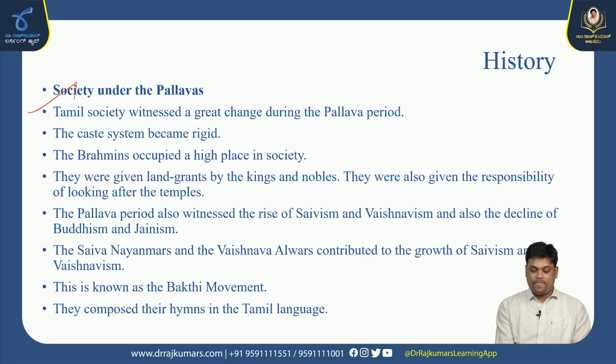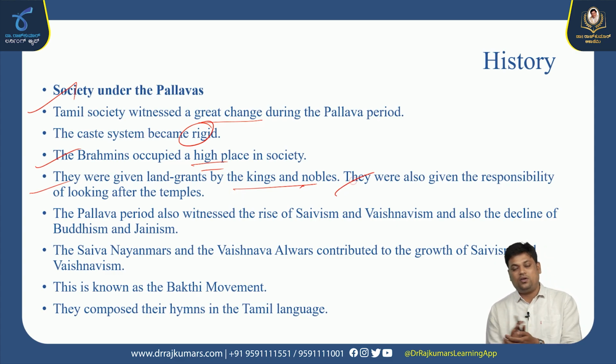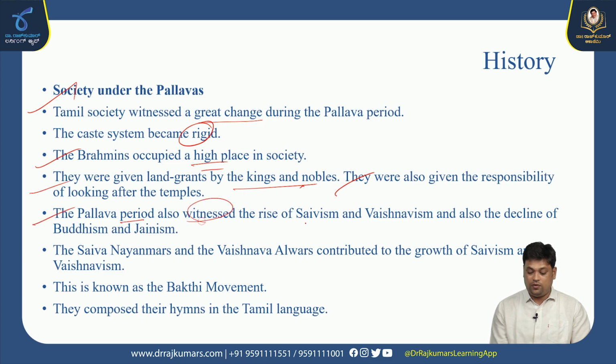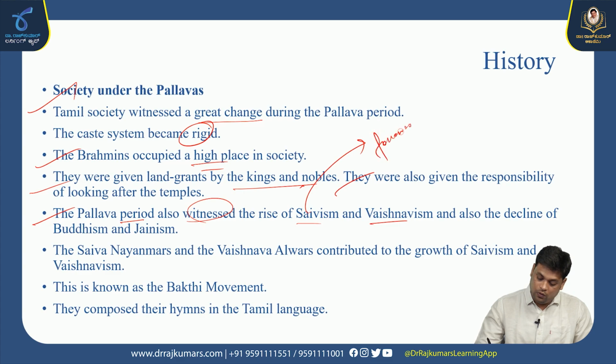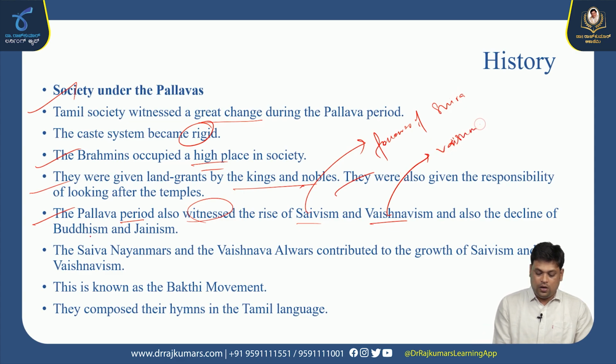Society under the Pallavas saw great change. The caste system became rigid and strict, and Brahmins occupied a high place in society. Kings and nobles used to get land grants, and it was also the responsibility of the king to provide land grants for building temples. The Pallava period also witnessed the rise of Saivism and Vaishnavism. Saivism means followers of Lord Shiva. Vaishnavism means followers of Lord Vishnu. And there was a full decline of Buddhism and Jainism during this time period.